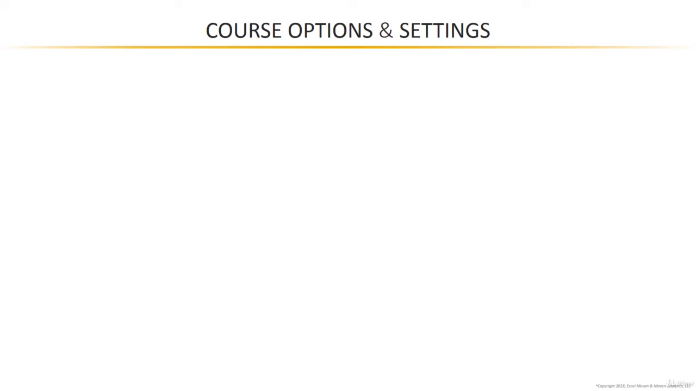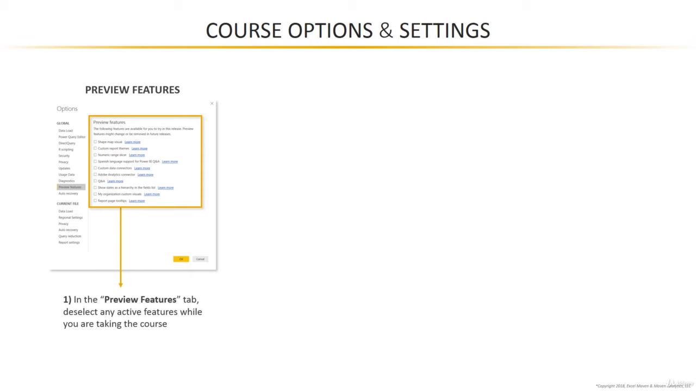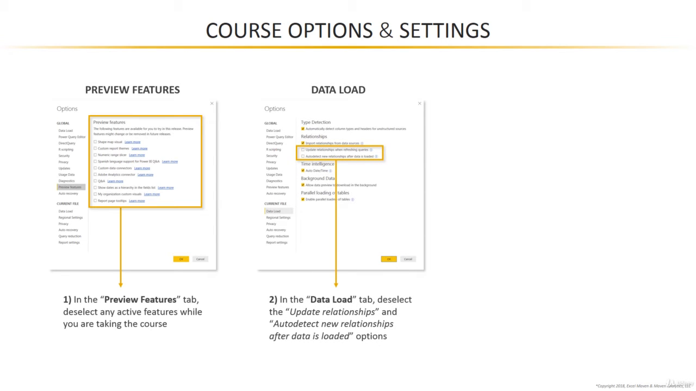Next up, let's talk course options and settings. There are 3 different adjustments that we're going to make just to make sure that we're on the same page throughout the course. First, we're going to look at our preview features and make sure those are deselected. Now, as Microsoft rolls out new beta features and tools, those will populate in this list, and you have the option to enable them to try them out. In this case, we're going to deselect any of those and make sure that we're working from the same core platform. Second, we're going to update our data load settings to deselect the auto detect new relationships option.